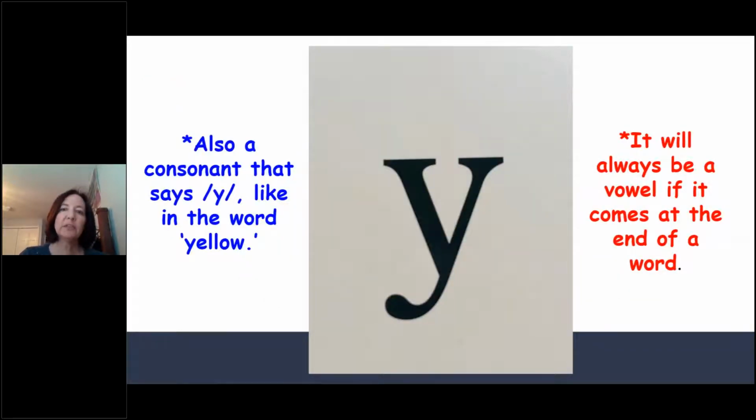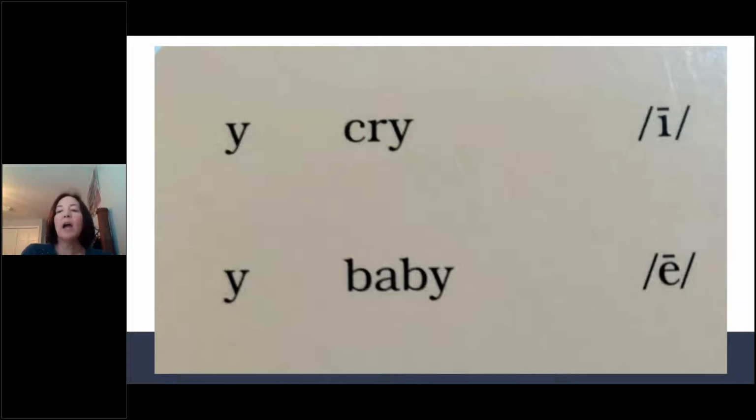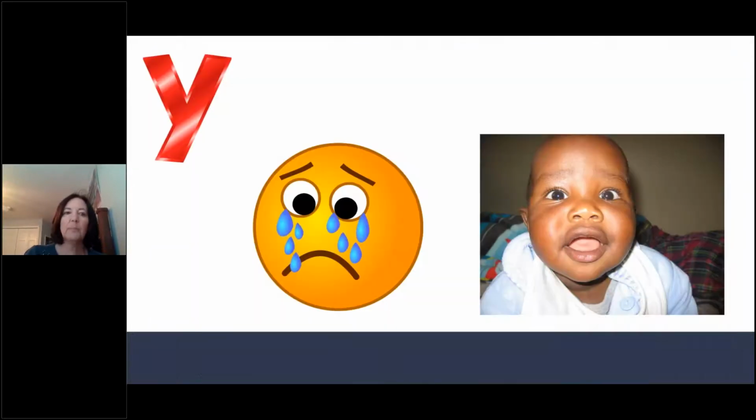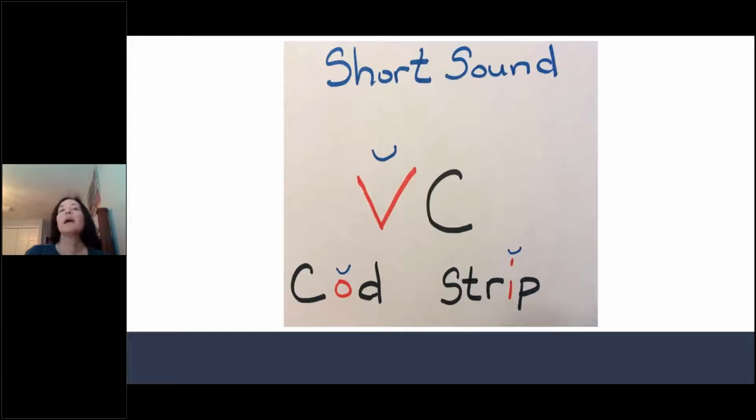The letter Y. Now this one's a little tricky because Y many times is a consonant, and frequently it's at the beginning of words, but it doesn't have to be. And it says yeah, like in the word yellow. But Y can also be a vowel. It will always be a vowel if it comes as the last letter of a word. But it's a little tricky because it makes one sound at the end of a short word and a different sound at the end of a longer word. So we see Y, we say, why, cry, I, why, baby, E. Our brain thinks, why, cry, I, why, baby, E. Okay, so those are all of the vowel sounds that we're going to be working with today.